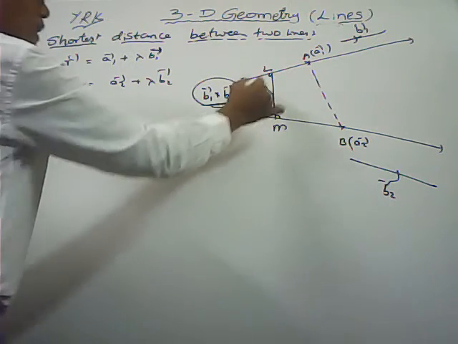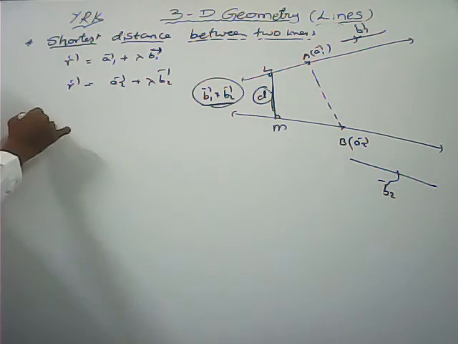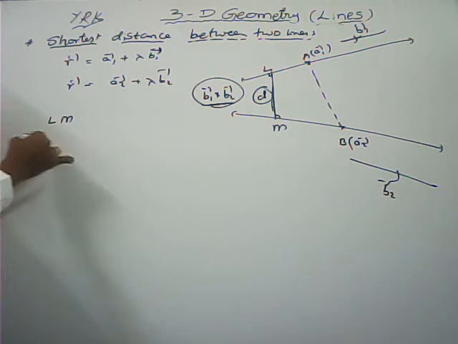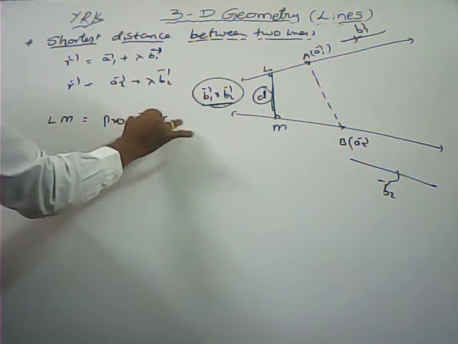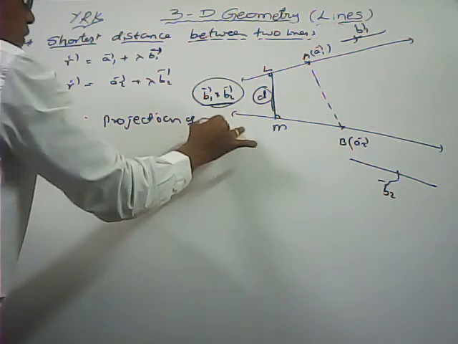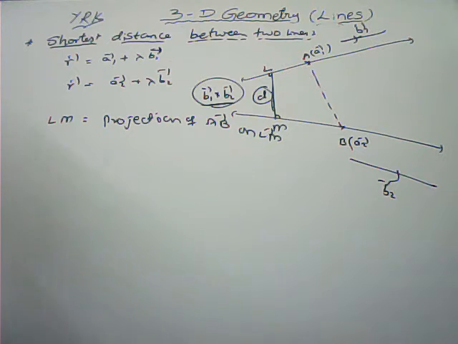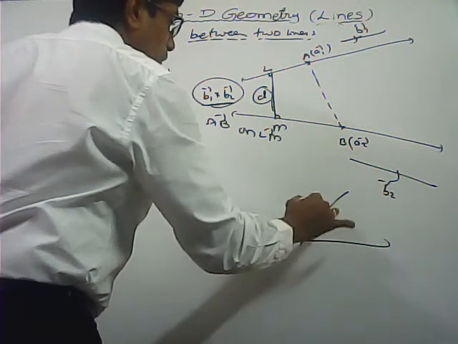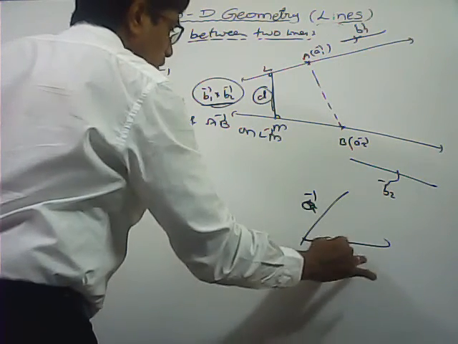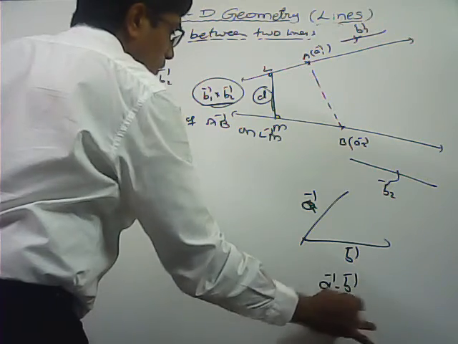Now here LM is the projection of AB bar on LN bar. How to write that one? The projection of A bar on B bar, in vectors we completed that one: A bar dot B bar by modulus of B bar.